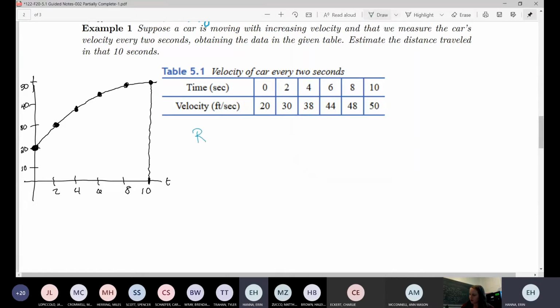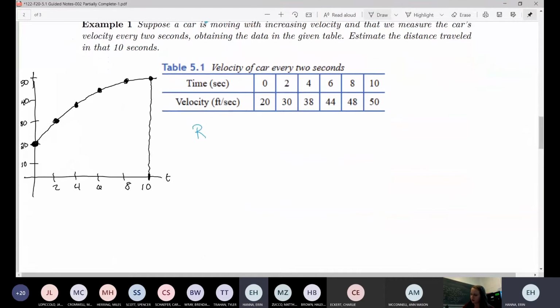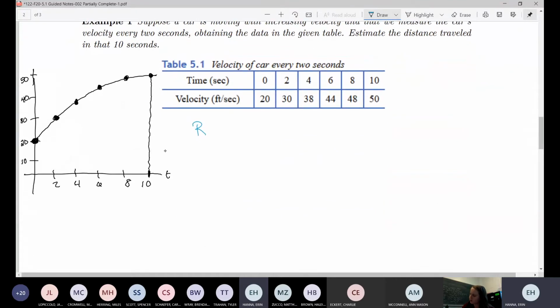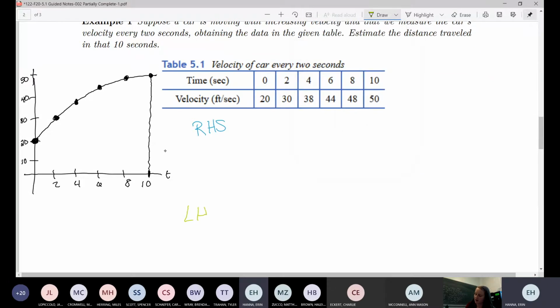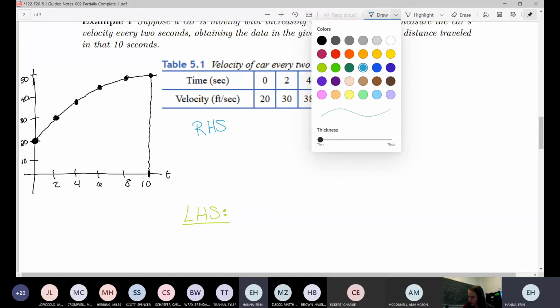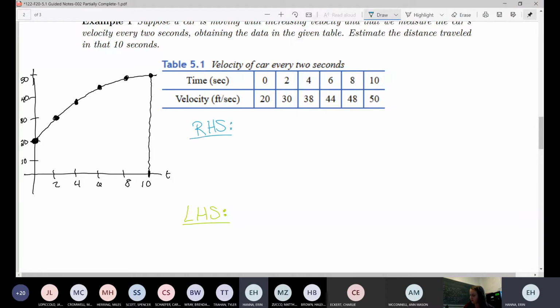So I'm going to, well, let me match. My right side was in blue. My left side was in green. So we're going to find the right-hand sum, which I'm going to start abbreviating RHS, and then the left-hand sum, which I'm going to start abbreviating LHS for these. So, let me move this down a little bit so I can write something else.